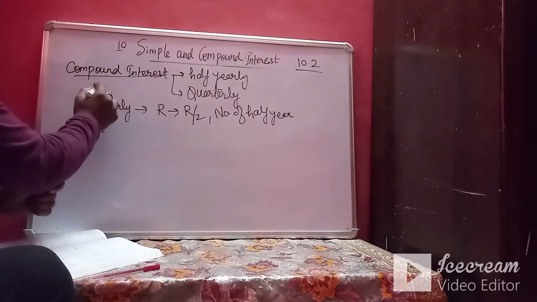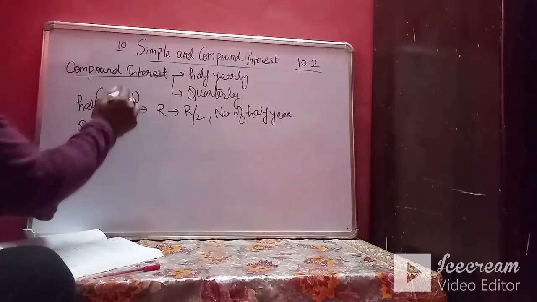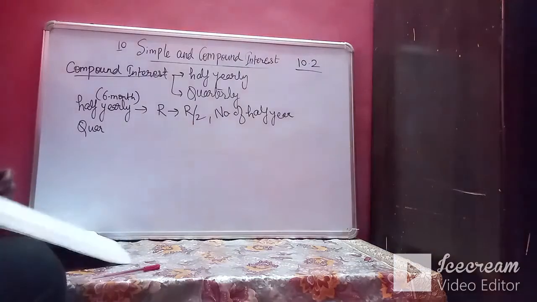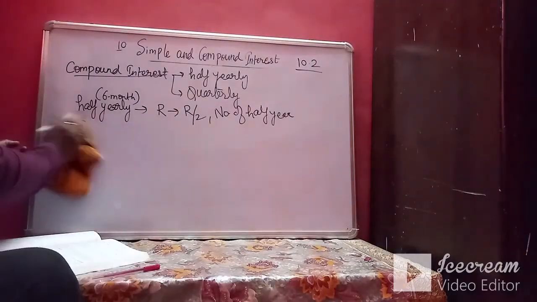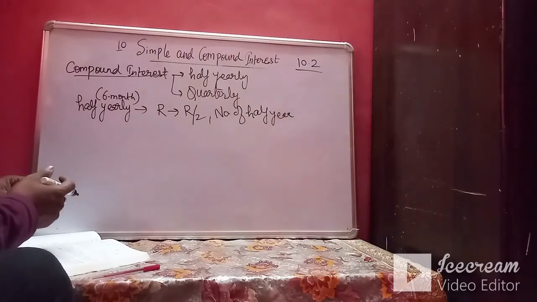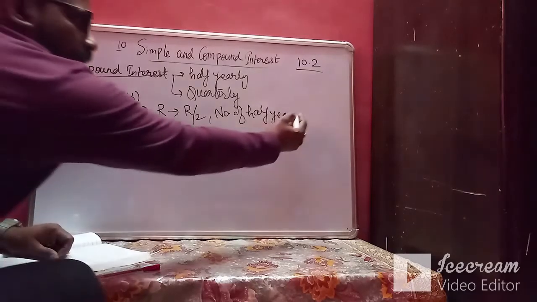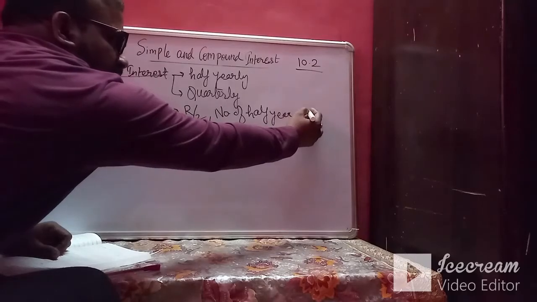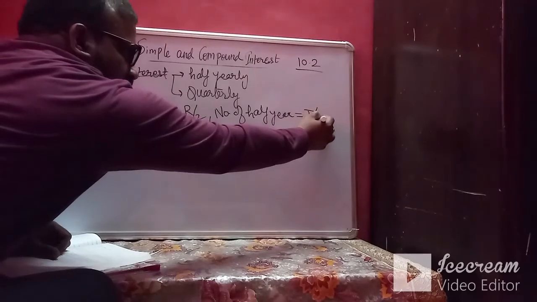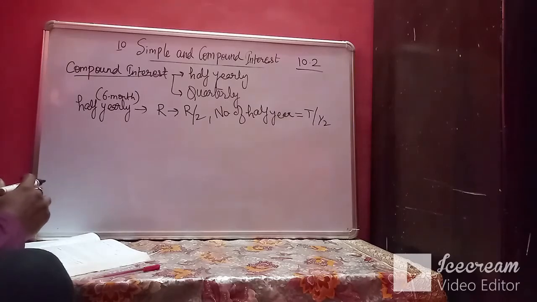So what is a half year first? It is 6 months. So we all know that in 1 year there are 2 half years. Is it? A year consists of 12 months. So 1 year is having the 2 half years. So if we have to calculate number of half years, so what we can do? We can divide the time which is given by 1 by 2. So from there we can get the number of half years.